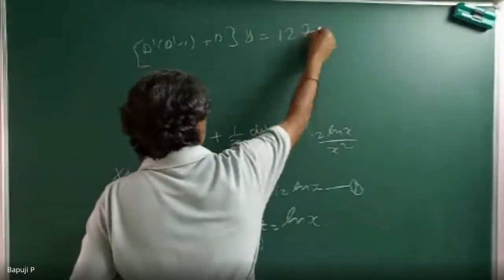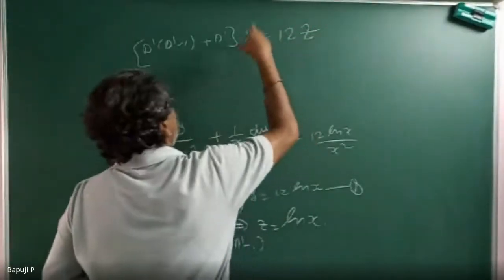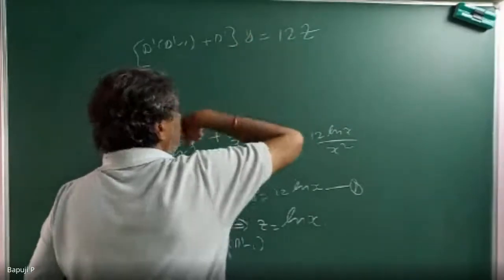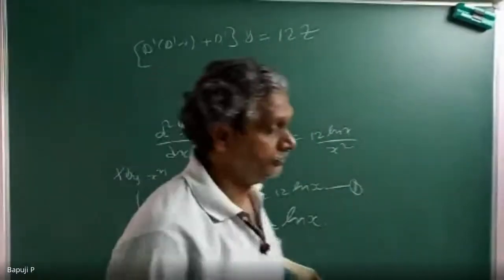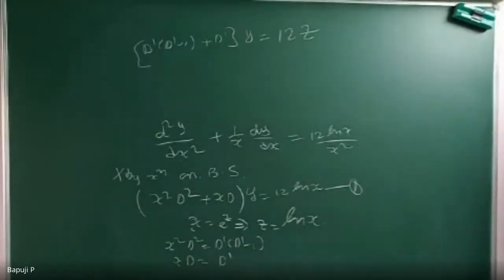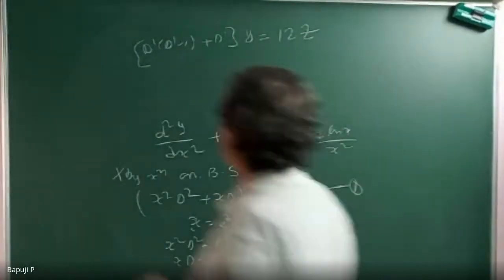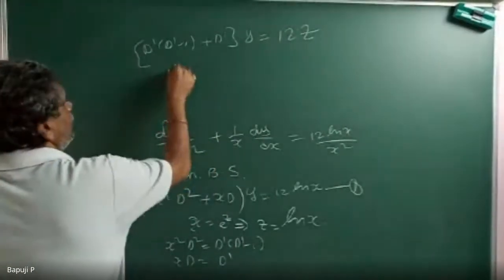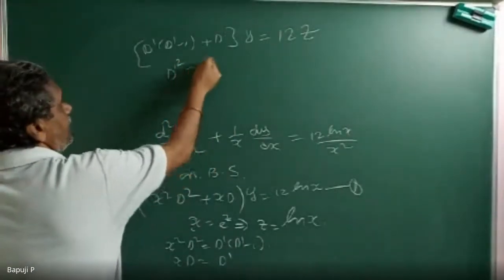So this is the solution. You can remember y is in terms of z. The independent variable is here z. If we simplify this, what will you get? D dash whole square minus D dash plus D dash.